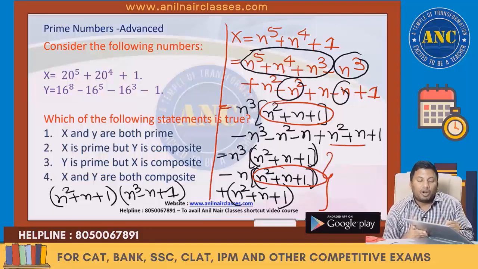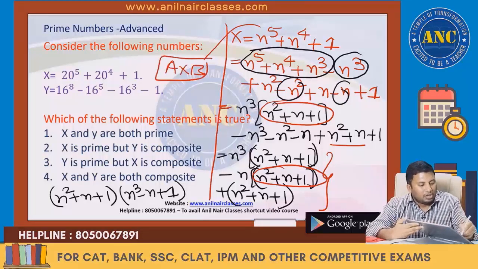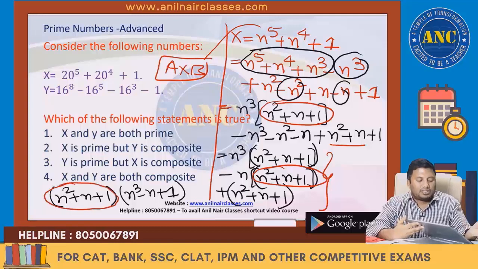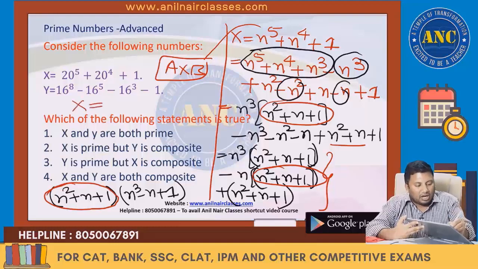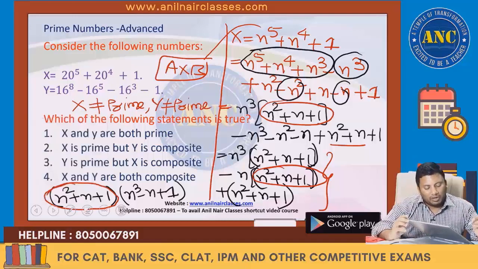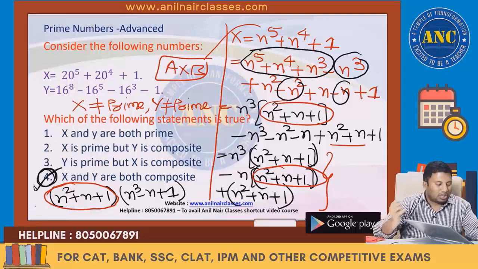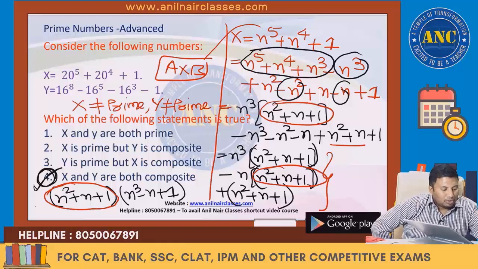So I wanted to write this number as a product of two factors, a into b. So it is divisible by n square plus n plus 1. If it is divisible by n square plus n plus 1, x cannot be a prime number, and y cannot be a prime number. So the answer for this question is: x and y both are composite.